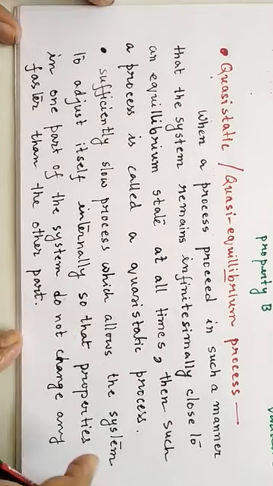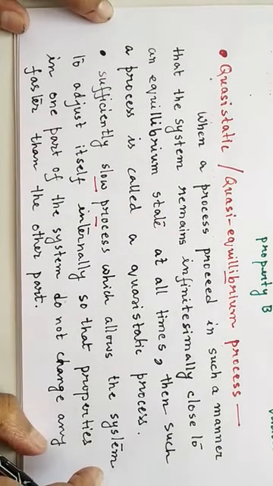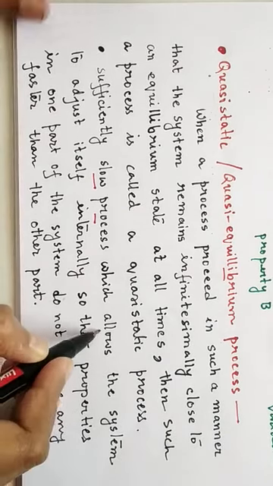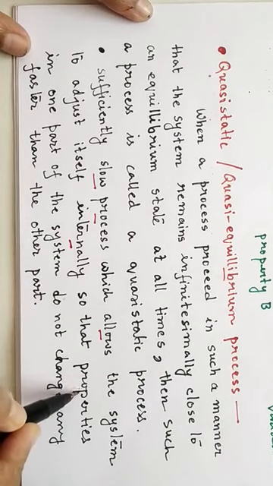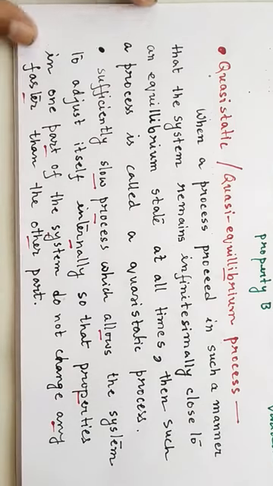Now quasi-static processes are sufficiently slow processes, so the process happens very slowly. So it allows the system to adjust itself internally so that the properties in one part of the system do not change any faster than in the other part. We know that during a process there have to be some changes in the properties of the system, that is, changes in the thermodynamic variables.